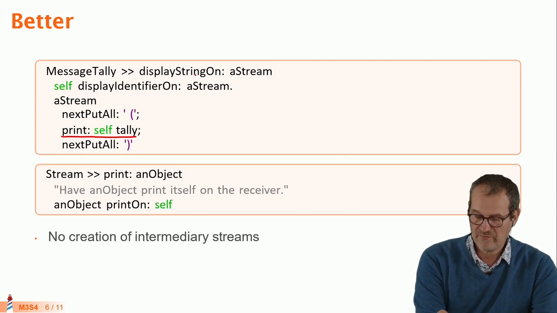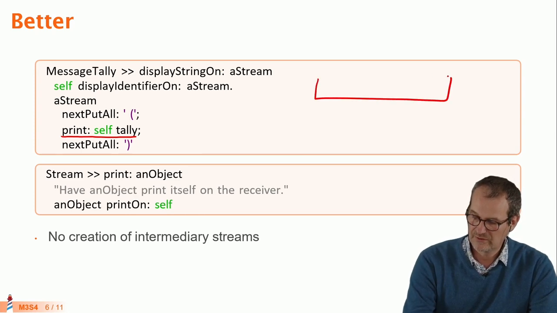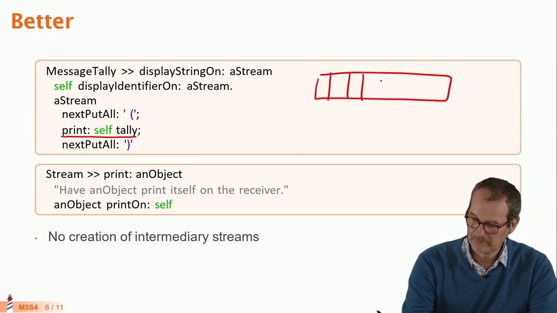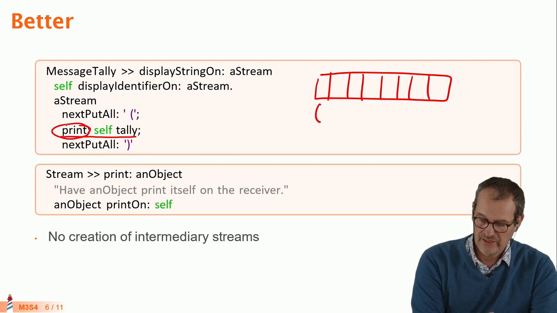So this means that I have my printString that creates my stream. I put my parentheses here, and I call print. And what print is doing, print is first implemented on stream. So this is the implementation.